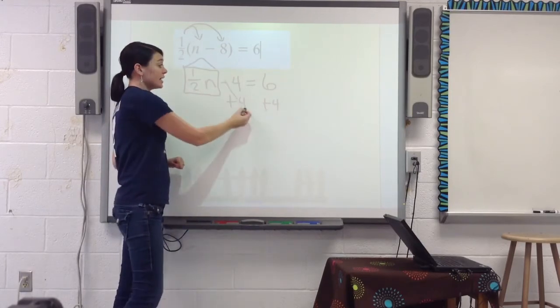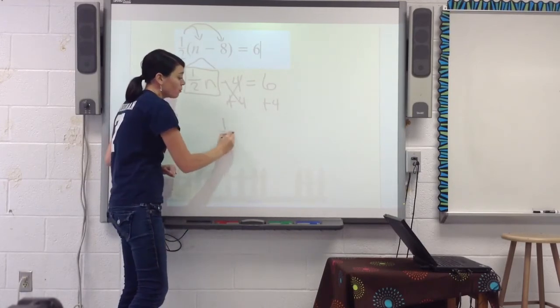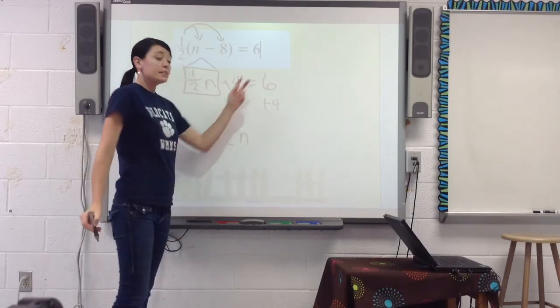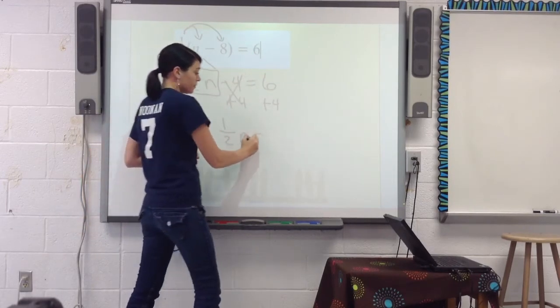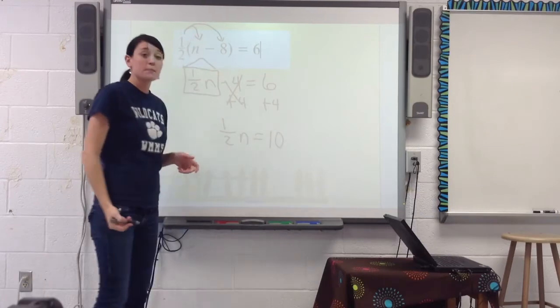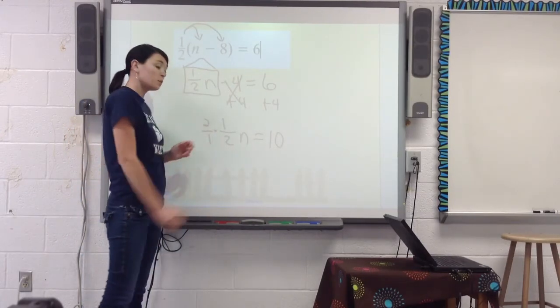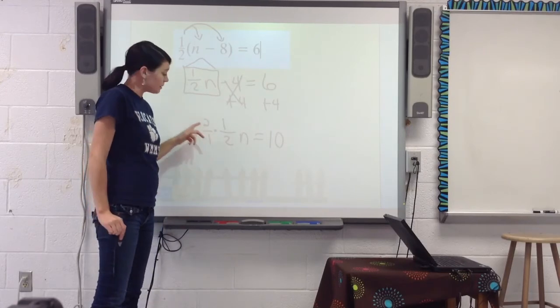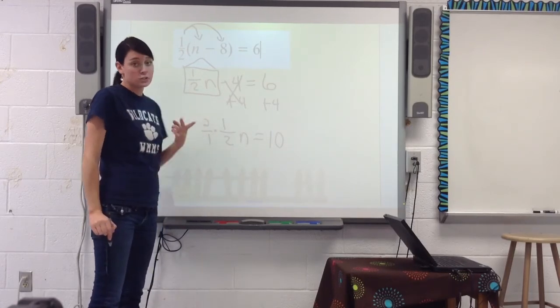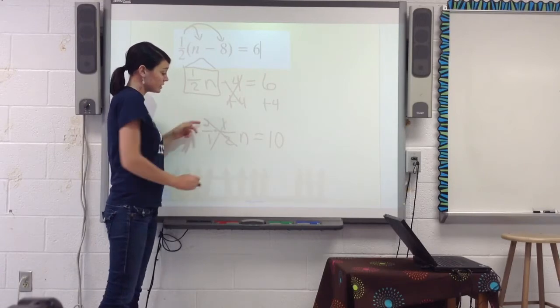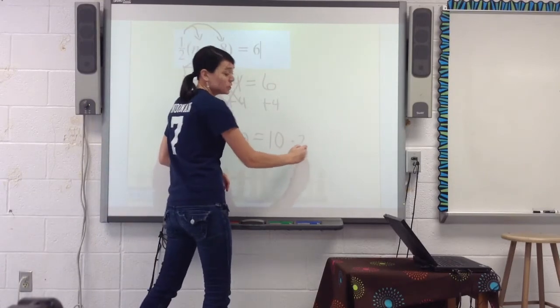On this side, it cancels. Bring that 1/2 n down. 6 plus 4 is 10. And now we're ready to multiply by the reciprocal. So we're going to multiply both sides by 2 over 1. You can see when you multiply by 2 over 1, 2 divided by 1 is just 2. This still cancels, but you're really just multiplying both sides by 2.